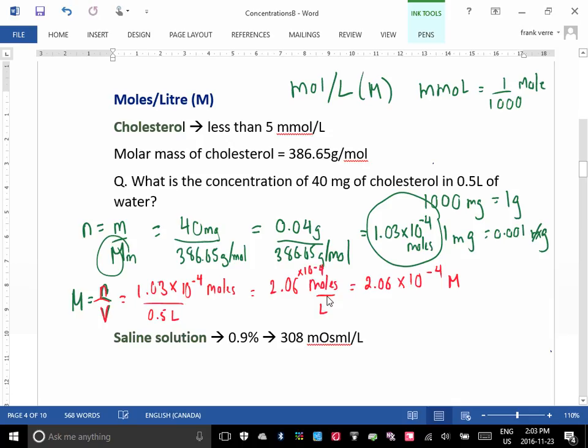Okay. Is that normal? Is that okay? Is it safe? Would the doctor be concerned? So we've got to convert that to millimoles. If 1,000 millimoles is 1 mole, or 1 millimole is 0.001 mole, then how would we convert this? Times it by 1,000. Very good.